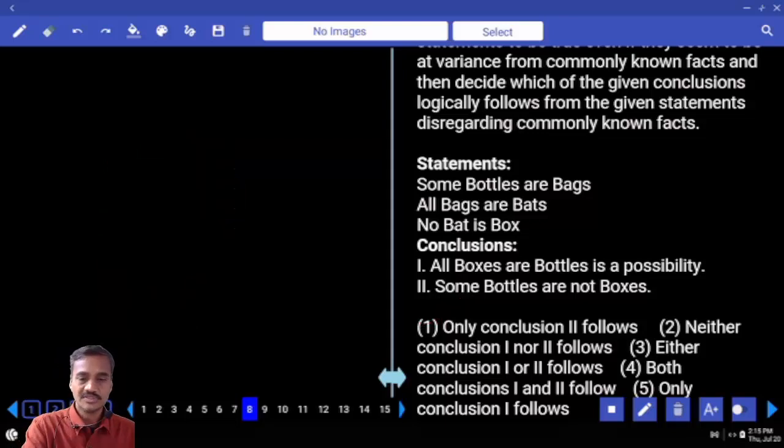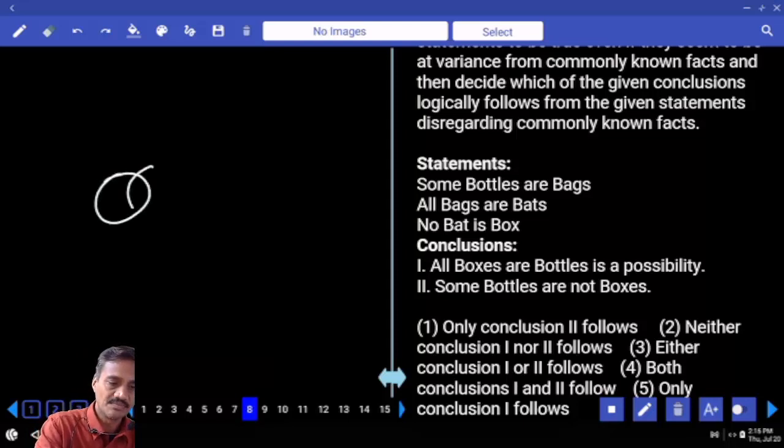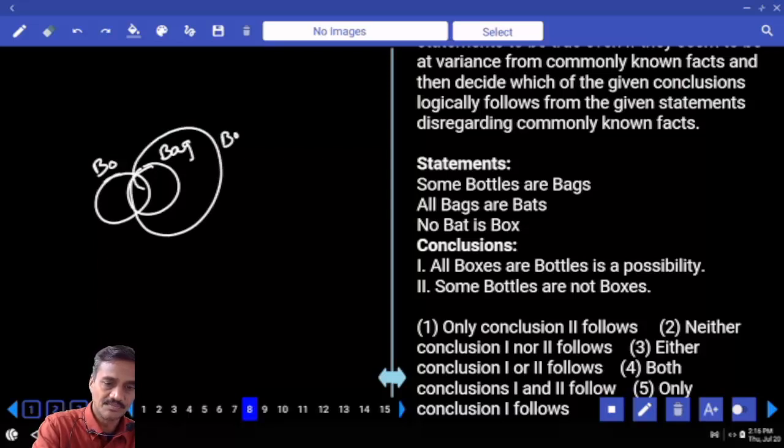Then the 8th one: some bottles are bags, and all bags are beds. And no bat is a box. No intersection between bat and a box.